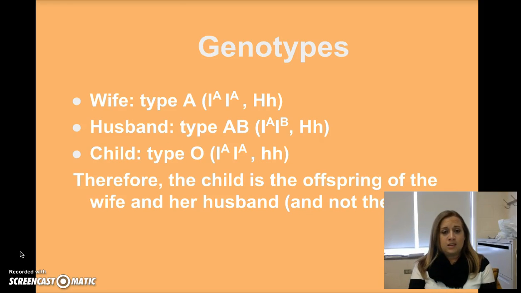So if you look at both genes together, you see that the wife is type A and she's actually homozygous for type A, and then she's heterozygous for the H gene. If you look at the husband who is type AB, so he's obviously heterozygous, he is also heterozygous for the H gene. What that means is that the child could be IAIA or the child could be IAIB, but if he got 2 little h alleles, it means that he's still going to show up no matter what with type O blood. So therefore the child is the offspring of the wife and her husband and not the boss.